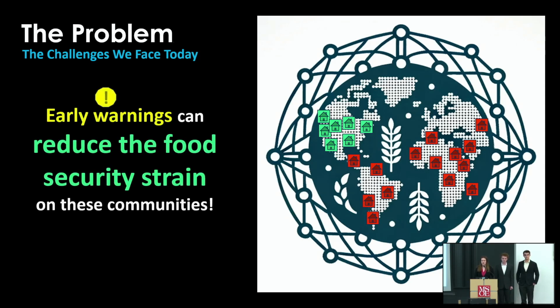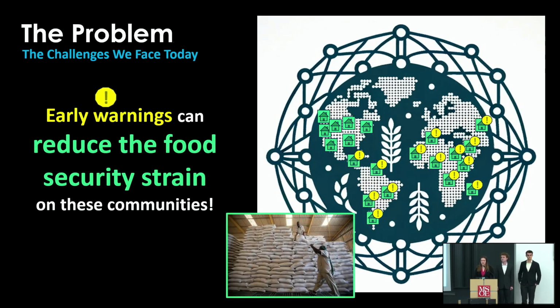A proven approach to tackling this problem has been sending out early warnings for classifying price spikes to reduce the food security strain on these communities. By sending out these warnings, this enables them to stockpile food before prices inflate, such that they have stock when they otherwise would not have.